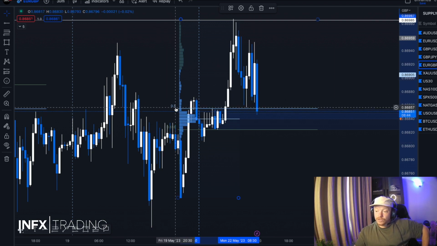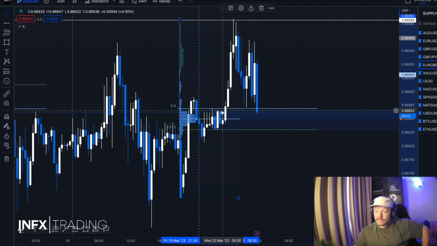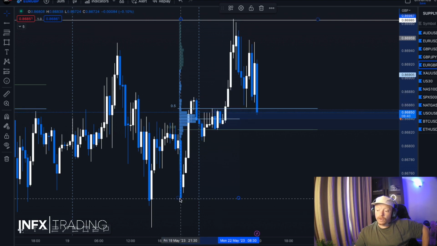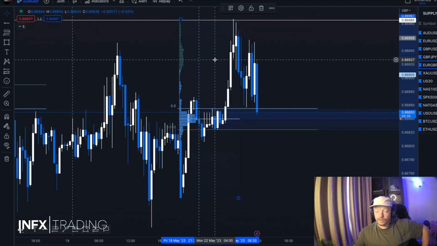The other thing is, you can see here I've got the Fibonacci drawn in, and this sits beautifully below the 50% mark of this whole move, which is a discounted zone, a higher probability area to find demand zones, or supply zones if you're going the other way.